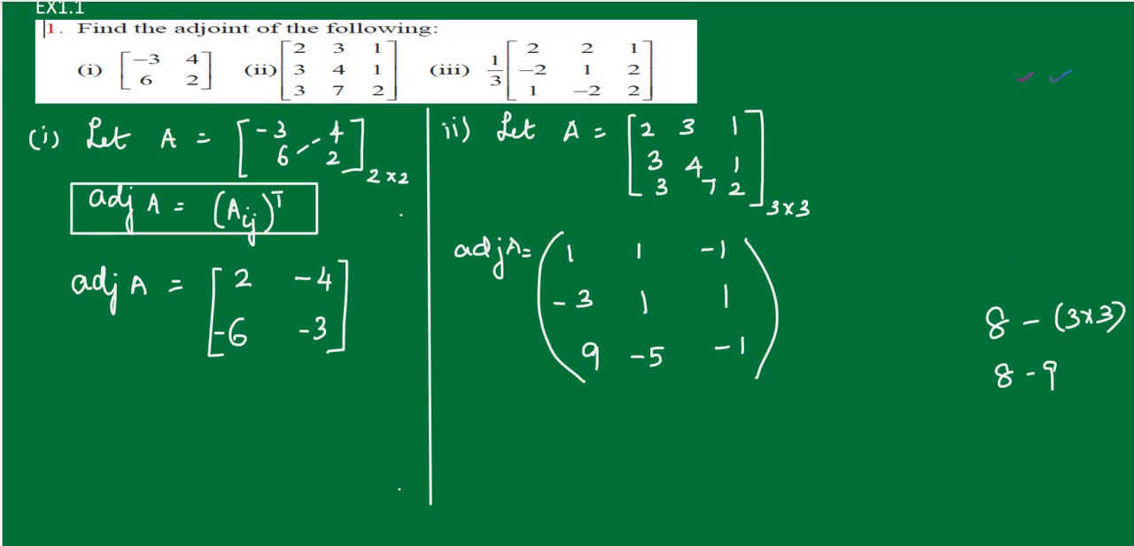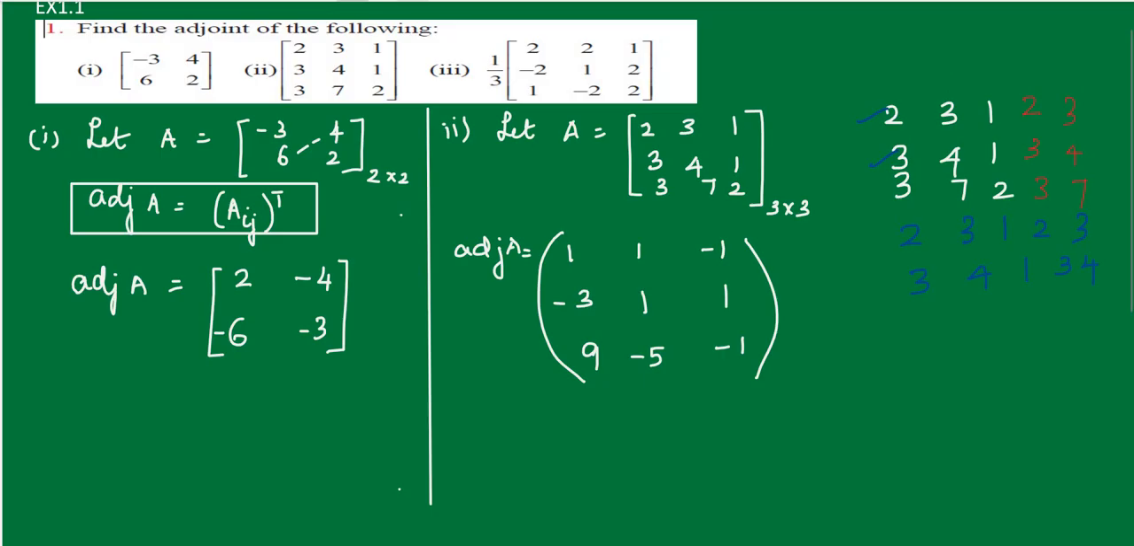To find the adjoint of A using the shortcut method, we write the elements in the given matrix as 2, 3, 1, 3, 4, 1, 3, 7, 2. Now repeat the first two columns. So when we repeat the first two columns, we get 2, 3, 3, 4, 7. Next we repeat the first two rows. So 2, 3, 1, 2, 3, 3, 4, 1, 3, 4.